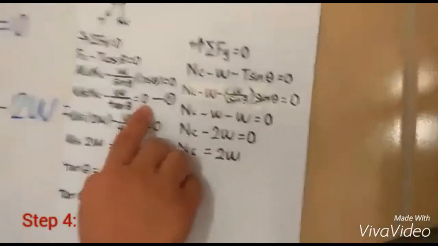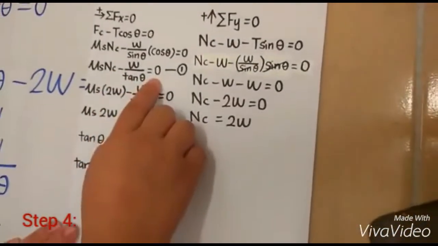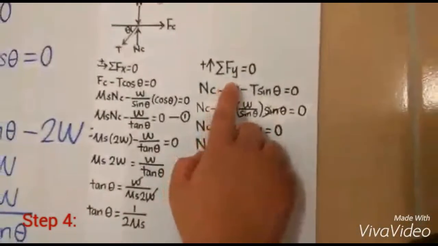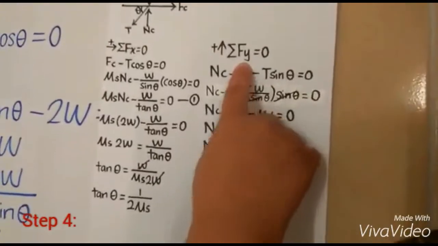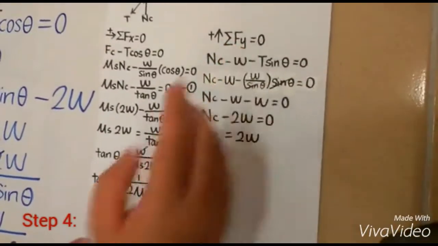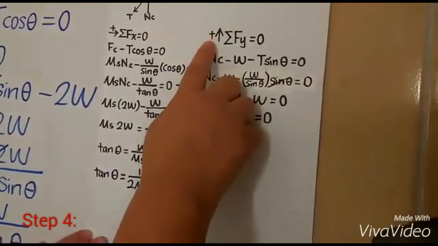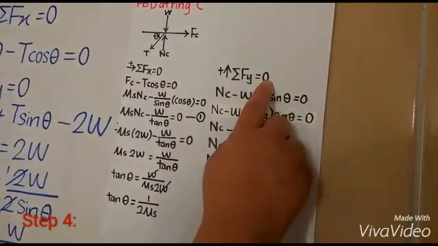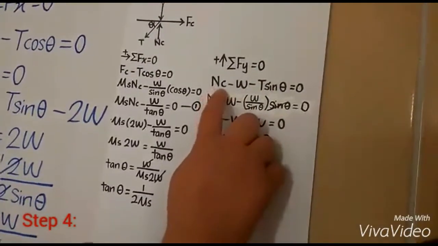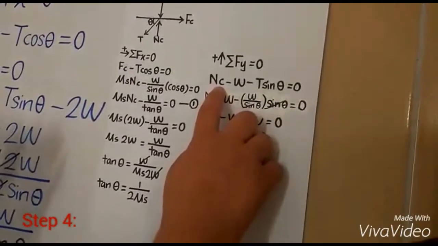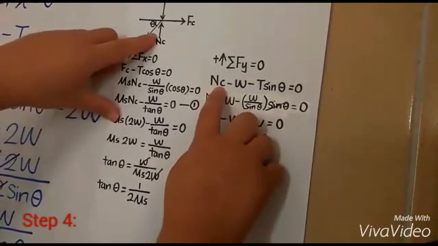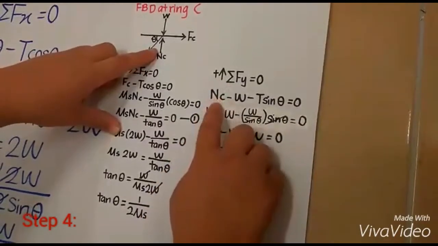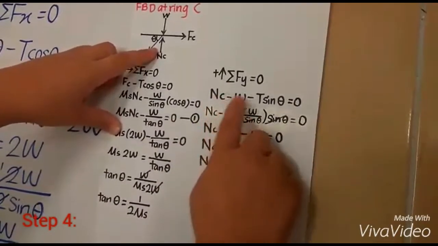Okay, but here we have many unknowns, right? So we cannot solve it yet. But don't be afraid. Please move forward. Okay, for the summation of Fy, we assume the upward direction is positive. So summation of Fy equal to 0. Okay, Nc. Why does Nc not have a negative? This is because Nc is in the upward direction, same as we assumed. So we just write positive Nc minus W.